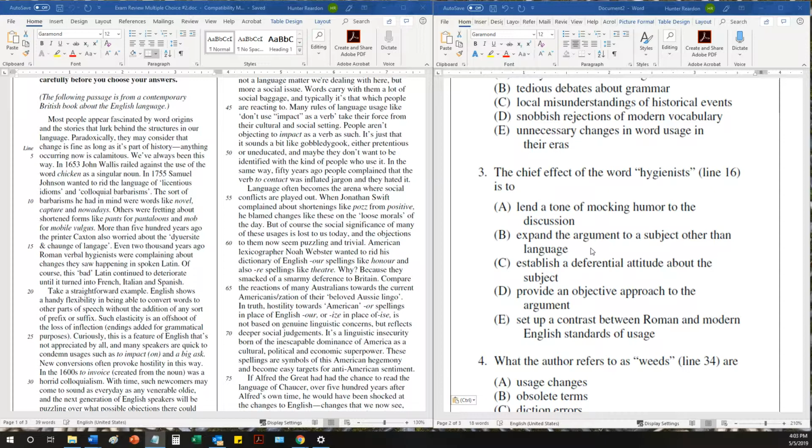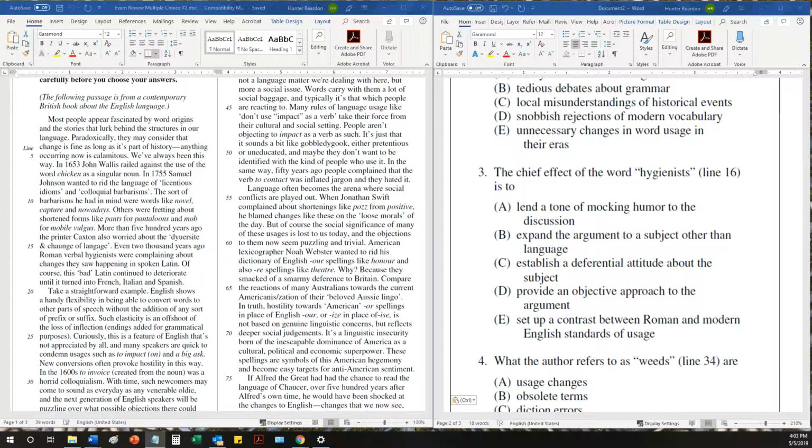B, expanding the argument to a subject other than language is wrong because the subject of the passage, noting subject here, that's a rhetorical situation term, very important, hasn't changed. The author is not deferring to any perspective, right? The author is actually pretty actively rejecting those of past language critics. So C, establish a deferential attitude about the subject, is wrong. The author has a pretty strong stance. He's far from objective. So he's not providing an objective approach to the argument. We can go ahead and take D and throw that right off a balcony because that's wrong.